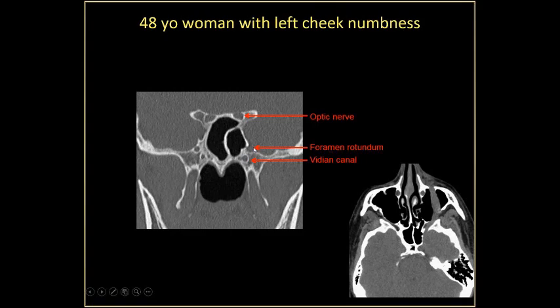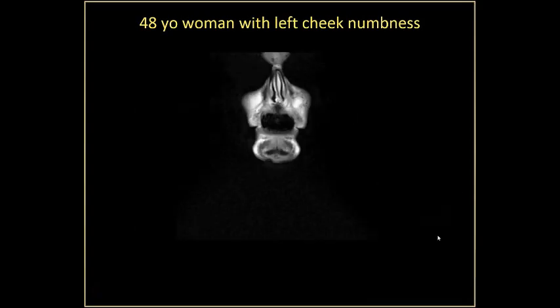Now, if we look at the foramen rotundum here, we can see that it might be a little bit enlarged compared to the right side. And that wall there might be thinned out. Now, that raises the possibility of this lesion actually extending back all the way into the foramen rotundum. Well, how do we evaluate that? So we'll have to look at an MRI to see if this lesion extends posteriorly.